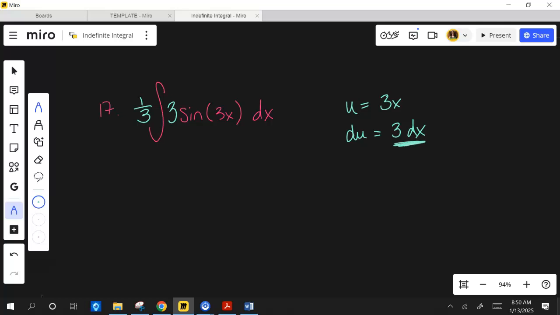I have to have all of this inside, right? I have the dx. I did not have the 3 that goes with the dx. So I put it inside. But I can't just put that inside and change the value.